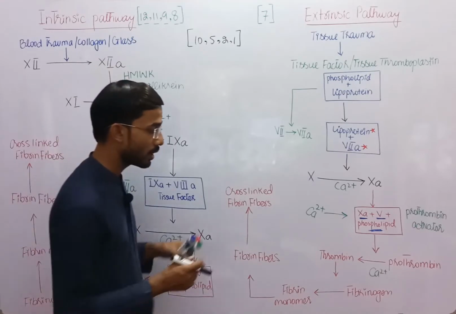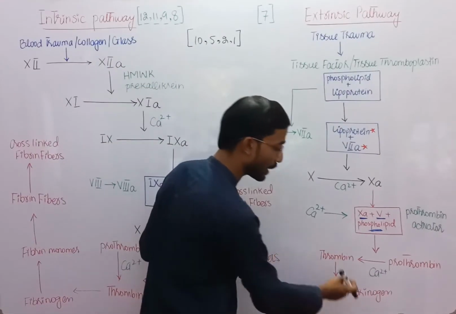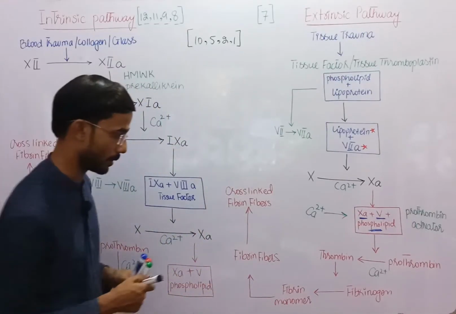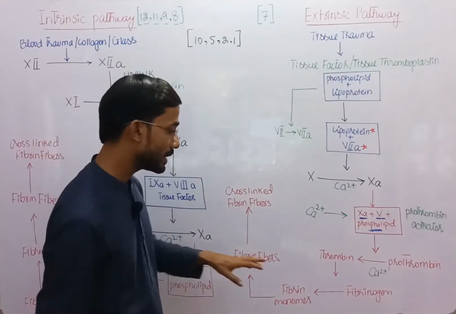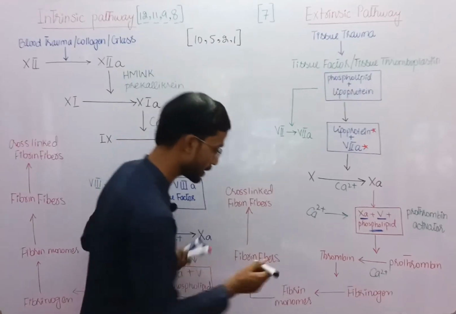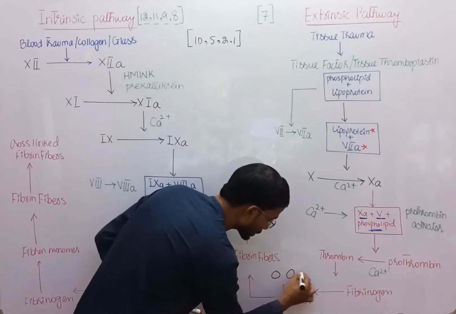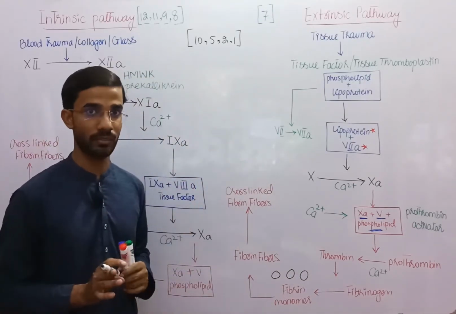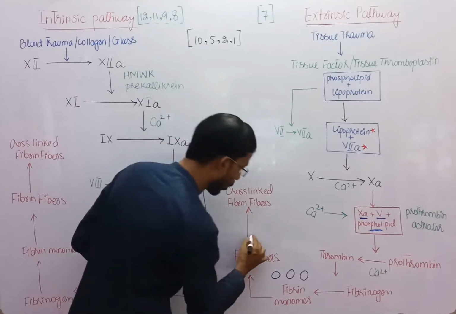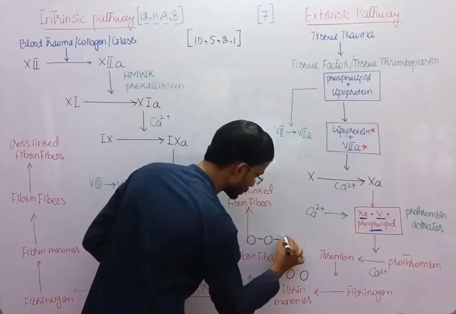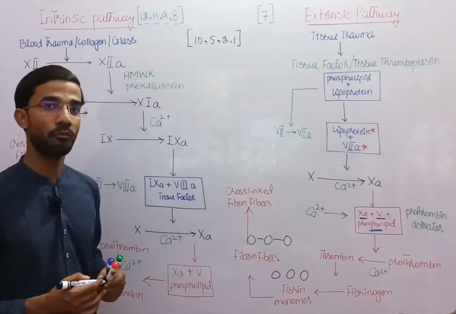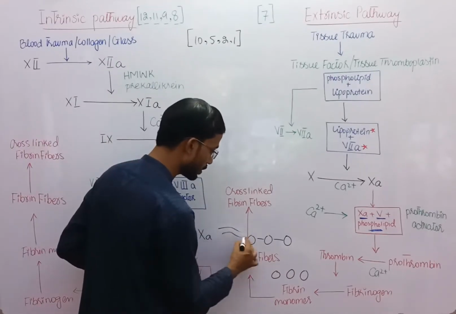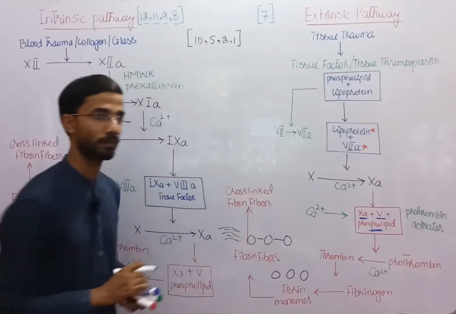And then thrombin converts fibrinogen to fibrin monomers. And these monomers, here you can see different monomers forming. These monomers are highly attractive, and they attract each other and form fibrin fibers. And several fibers form parallel to each other.